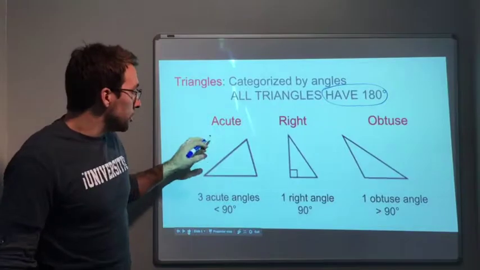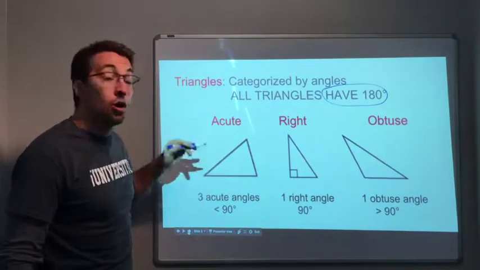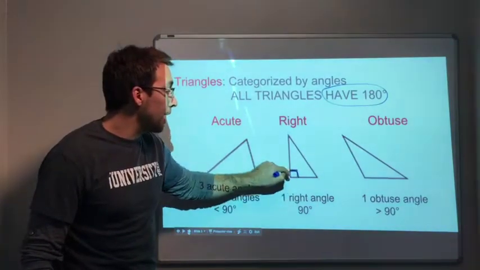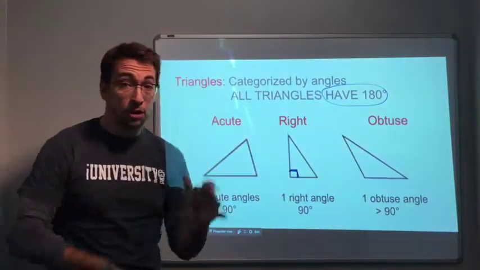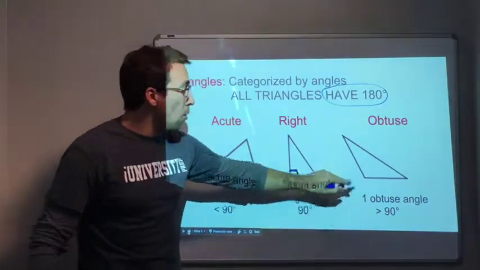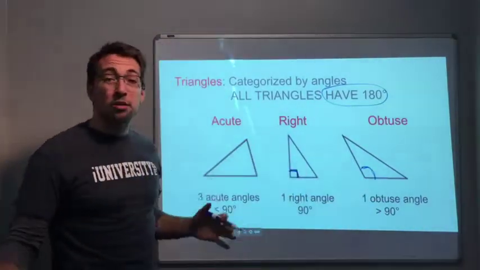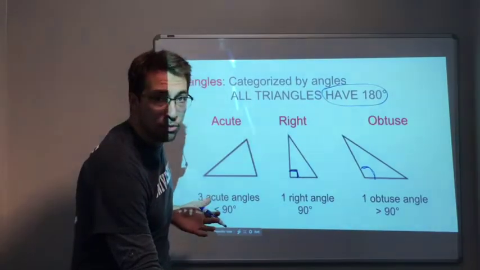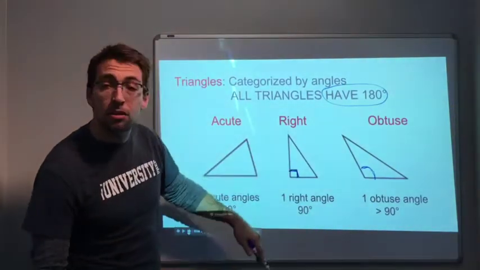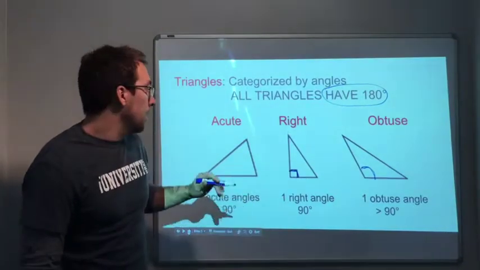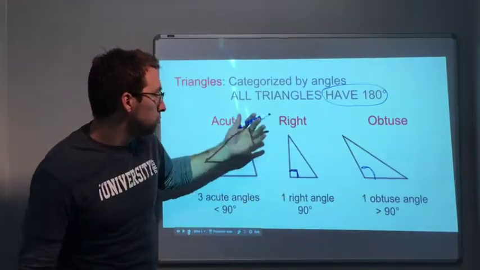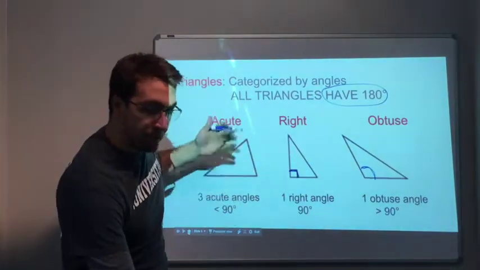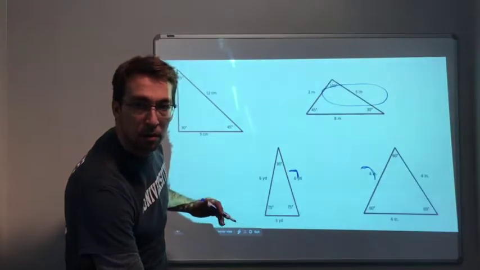So, notice, acute: all three angles are less than 90 degrees. A right triangle, there's one right angle, right? It has one set of perpendicular lines. And then an obtuse is one angle is greater than 90 degrees. So, that's awesome. You can combine them too. Maybe you can have a right isosceles triangle or an acute scalene triangle. It doesn't matter.